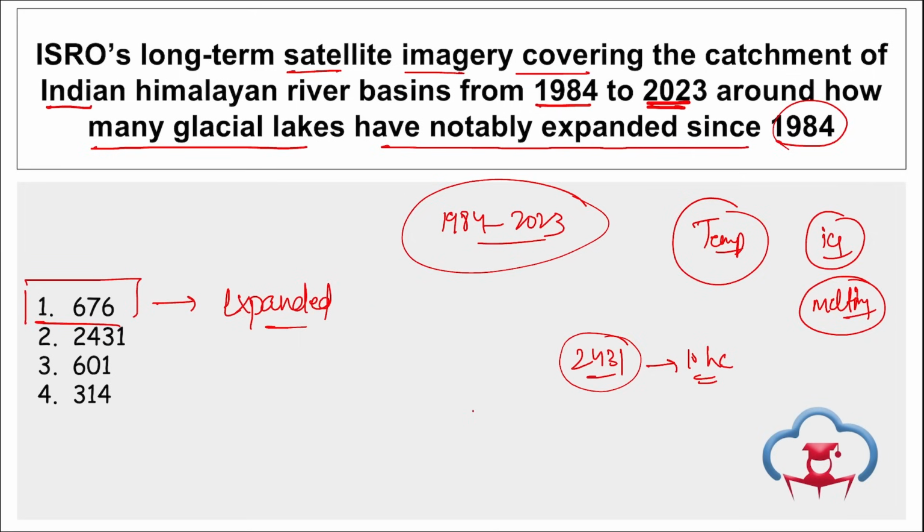Correct? So coming back, remember it was ISRO's data. They were looking at the Indian Himalayan river basins from 1984 to 2023, and because of the temperature rising, because of climate change, the ice in those glaciers has started melting, and there were 676 glacial lakes that have been expanded, out of which 600 have been expanded twice. 10 lakes have been expanded between 1.5 times to 2 times, and 65 lakes have been expanded 1.5 times. Right? Take a note of this.